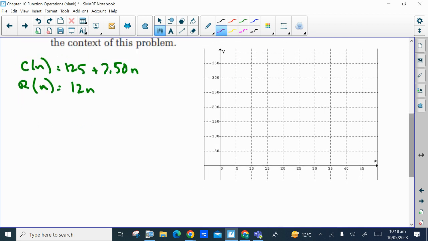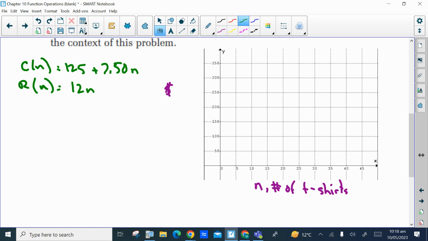So we have our graph set up there for us, partially because it's got our scales, but it's not labeled. The independent variable always goes along the x-axis, so that'll be n, the number of shirts. And then we're going to have the dollars on the y-axis. That's the dependent variable.